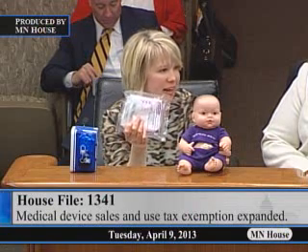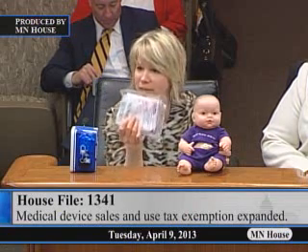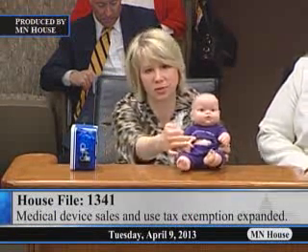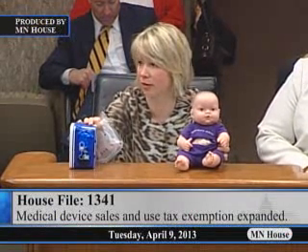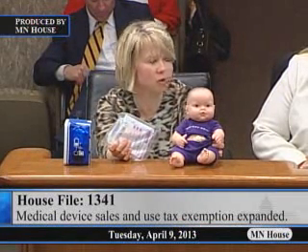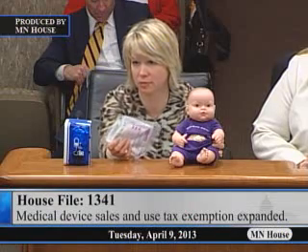We're asking that, as Sarah describes, this single patient use device also be tax exempt. This is a prosthetic. This is a piece of durable medical equipment. This is the single patient use item that is not currently exempted under state law.